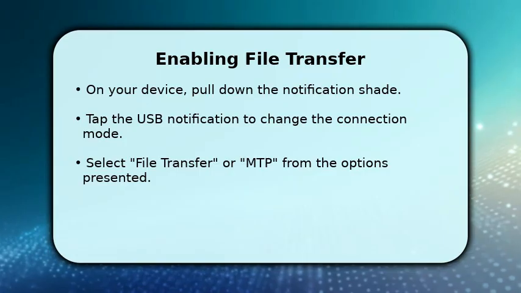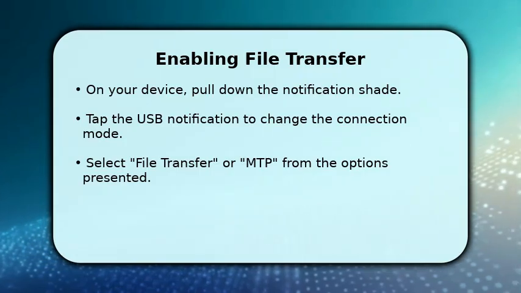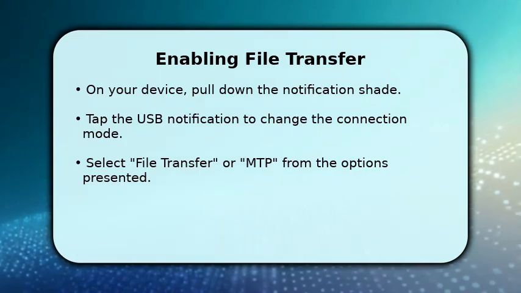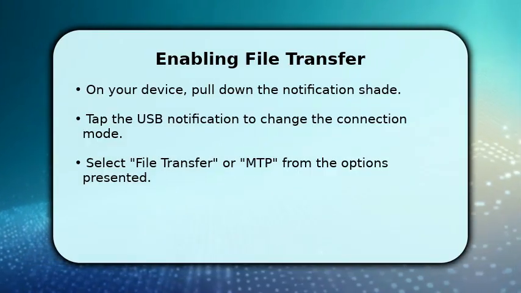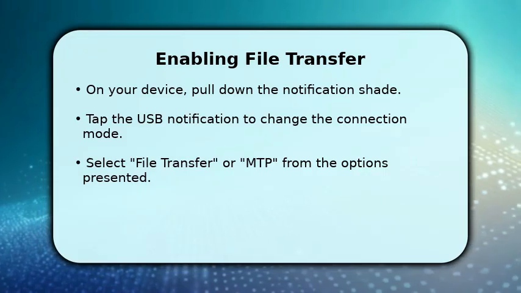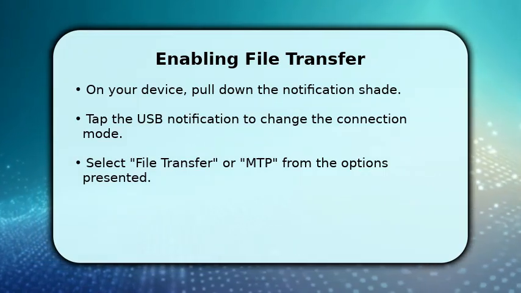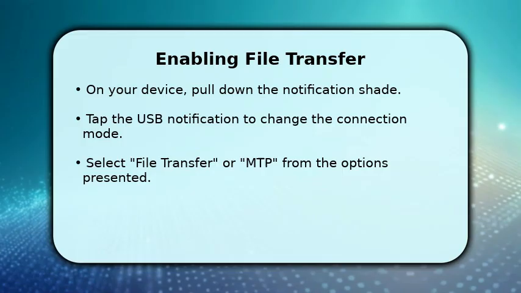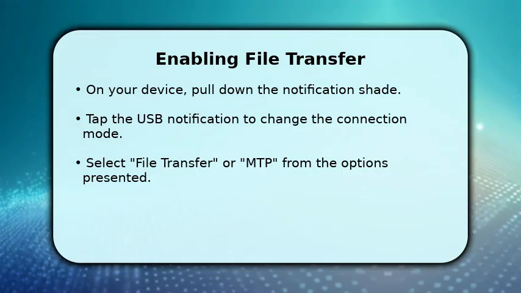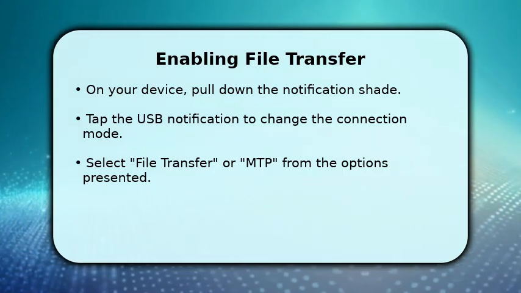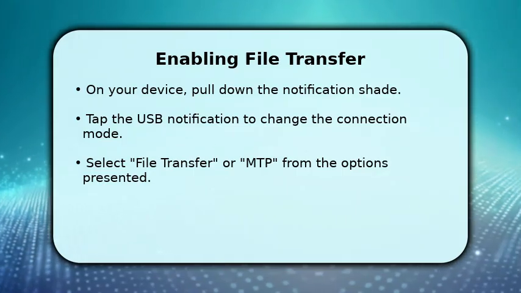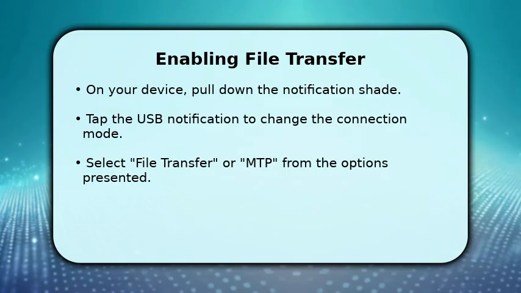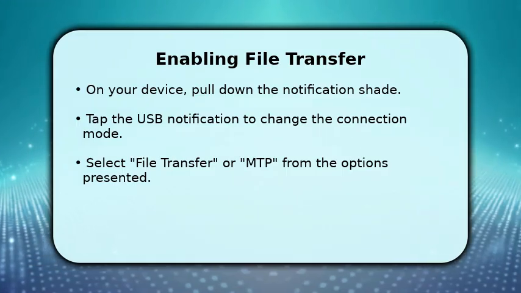Once connected, you'll need to enable file transfer mode on your mobile device. Swipe down from the top of your phone's screen to access the notification panel. Look for a notification related to the USB connection, which might say USB charging or tap for more options. Tap this notification and then choose File Transfer or Media Transfer Protocol, often abbreviated as MTP. This step grants your computer permission to access your device's storage.